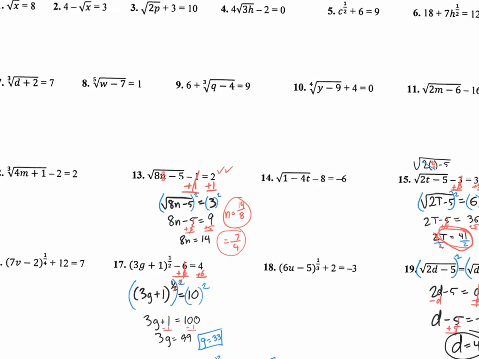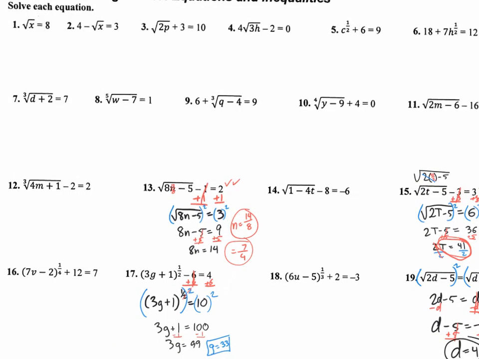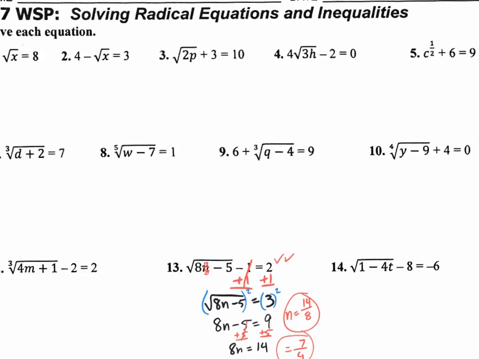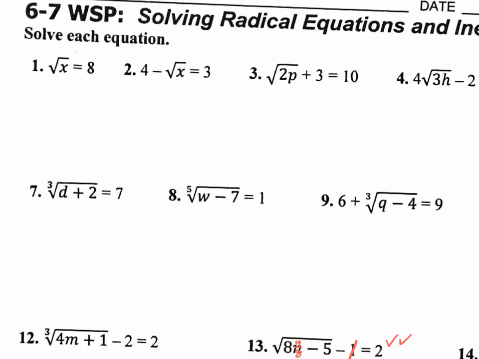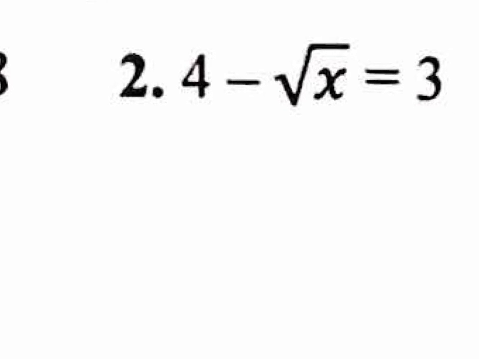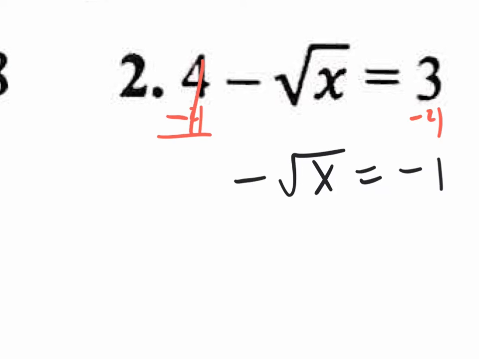Okay, so on this first half, it's all on equations. I need to isolate each radical first. So what would I do to isolate on number 3? Subtract 3. What would I need to do to isolate on number 2? Subtract 4. Then you'd have negative square root of x equals negative 1.